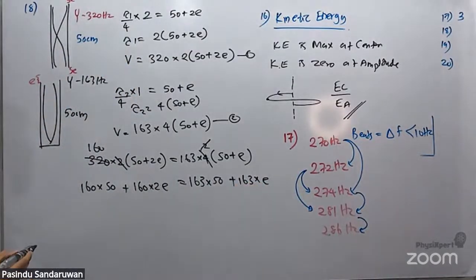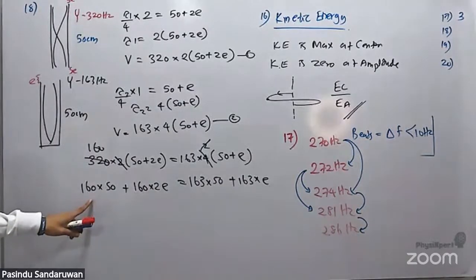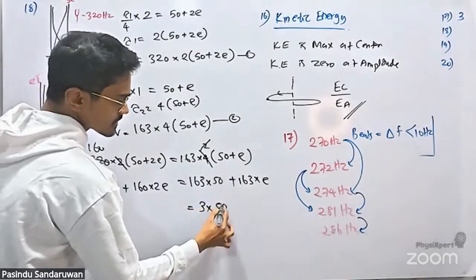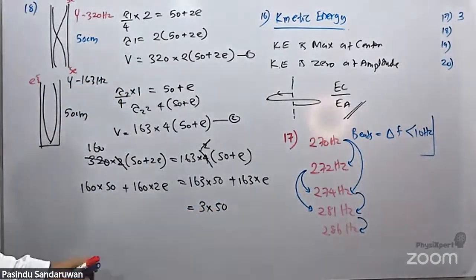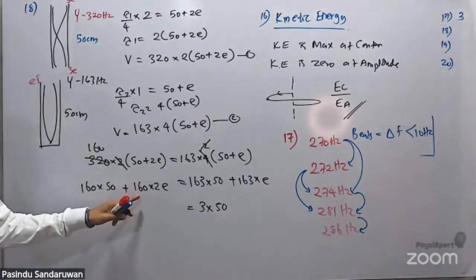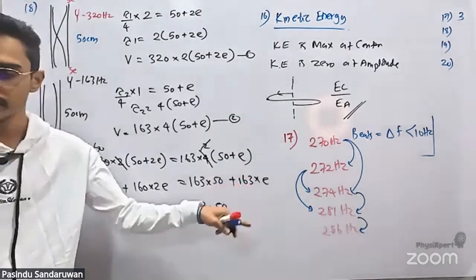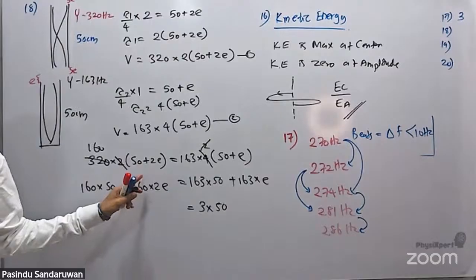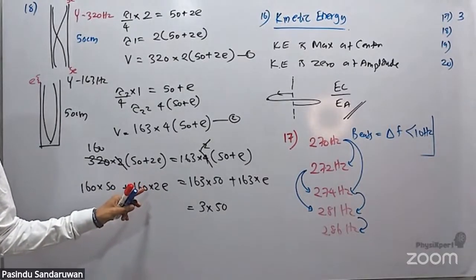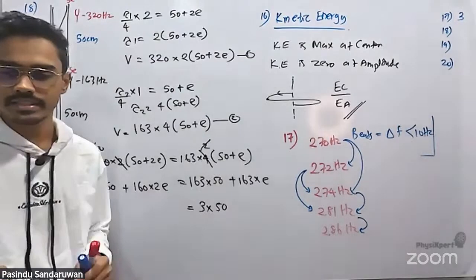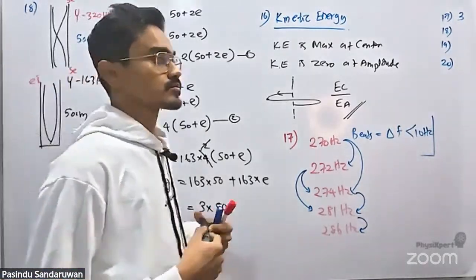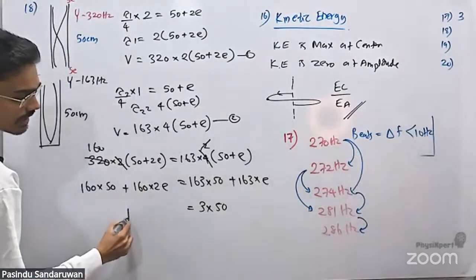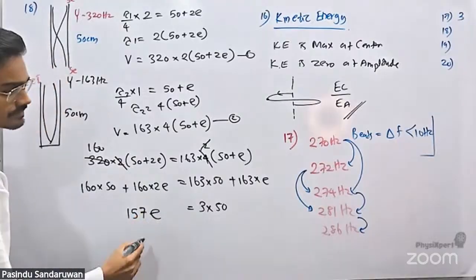Then this 160 times 50, this 163 times 50, which means here 3 times 50 remains. And here 160 times 2E, this is 163 times E. You can simplify. This is 320, then 320 minus 163 means 157, so this is 157E.